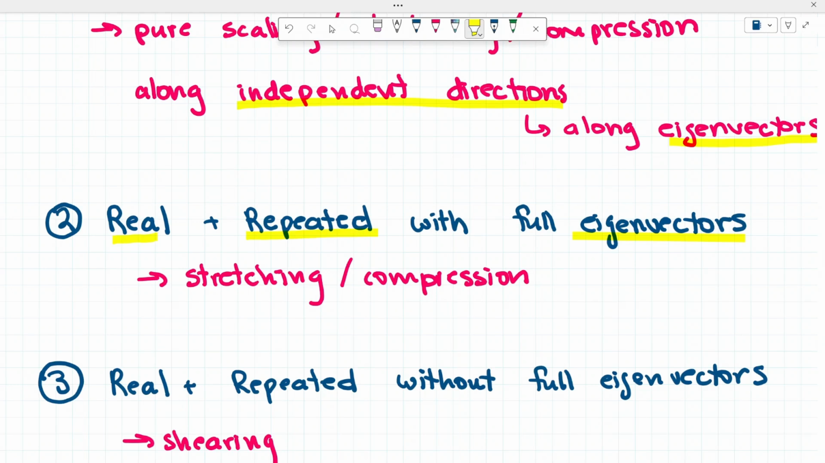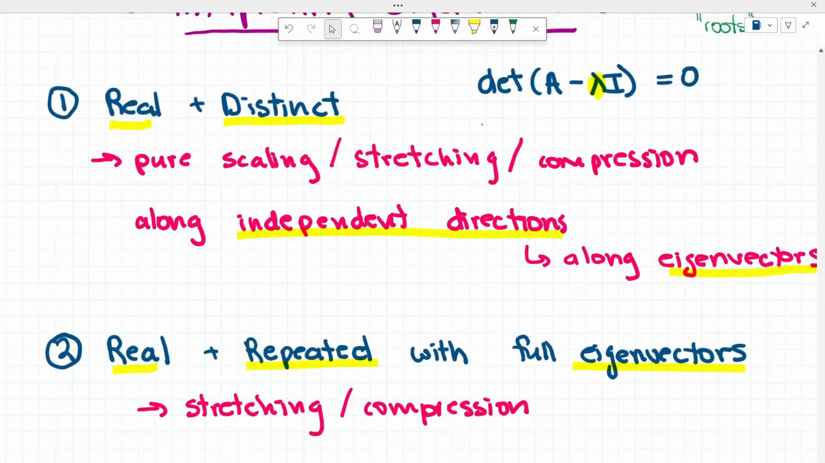So in that case, it's just the same as our first case, and all we have is simply stretching and compressing along our independent directions. That's the key over here. We have to make sure that we have full eigenvectors in order for that to work.